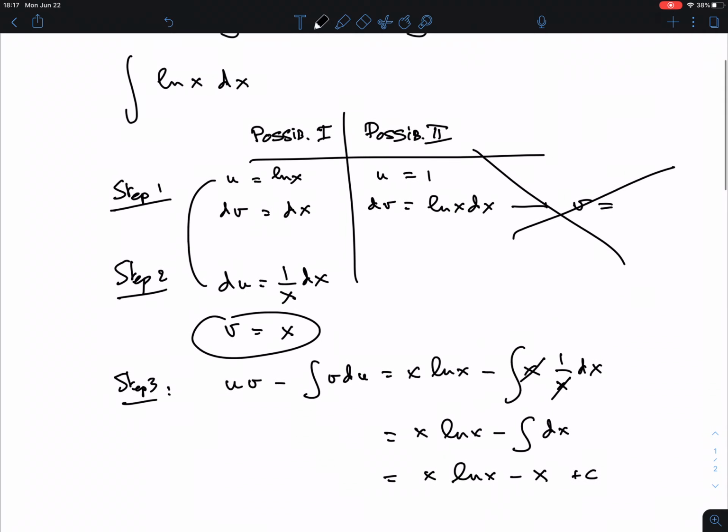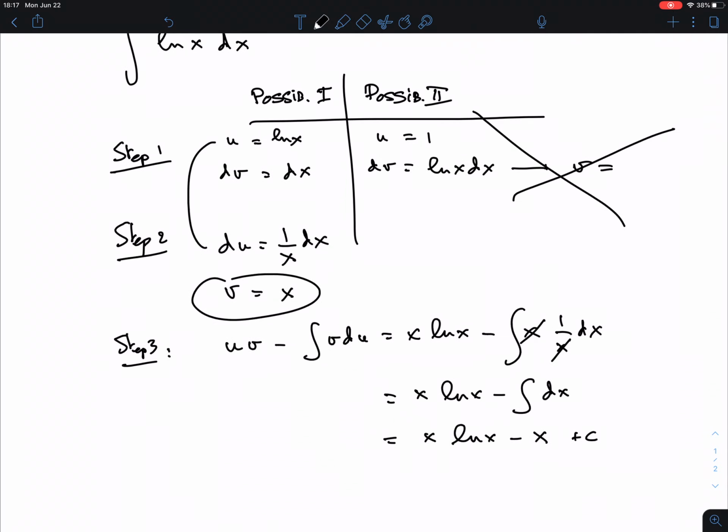So be careful. The antiderivative of ln x is something that you have to work out with integration by parts. So how do we now know what to choose what?